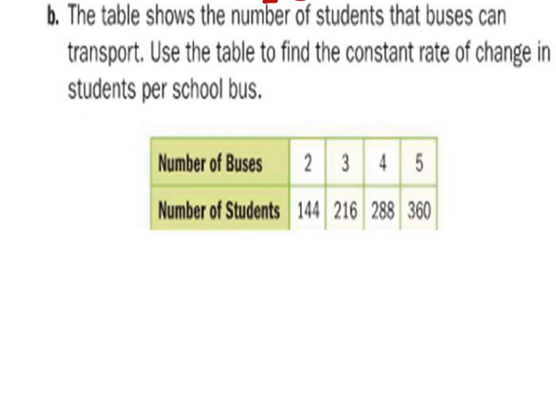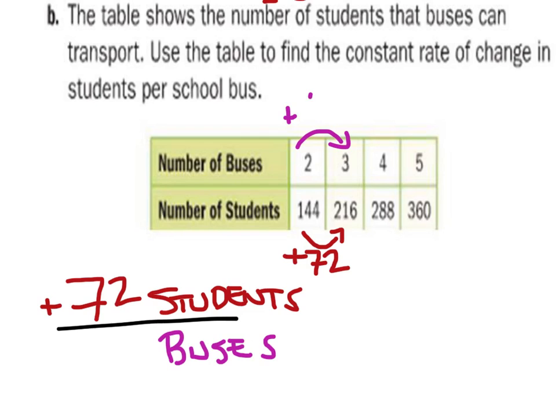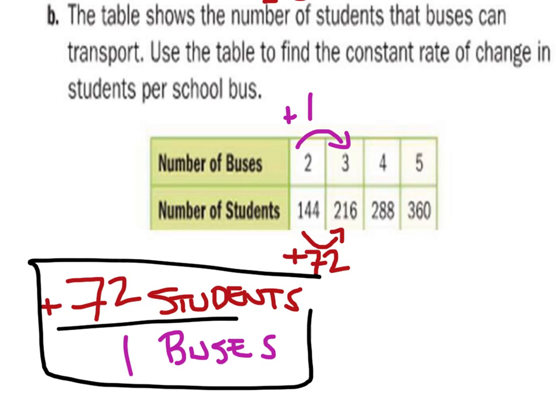Which of these is the Y values, buses or students? Students. What is the X value then? Buses. Okay, so let's find the change in Y. So 144 to 216 is an increase. So this is going to increase by 72. Very good. So 72 students. And from 2 to 3 is an increase of 1. So 72 students per bus. There's no need to simplify. This is our rate of change.